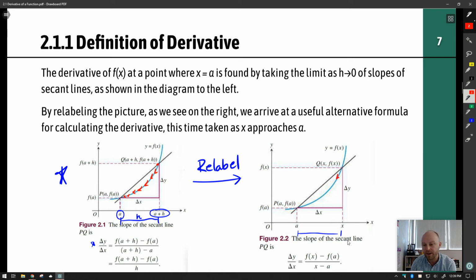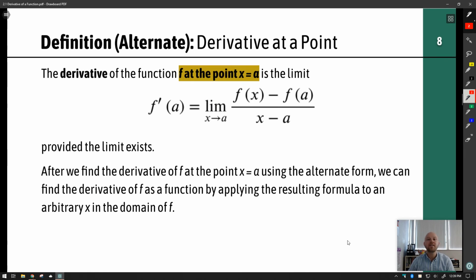In the second diagram, as we move the second point closer and closer and closer to the first, what we want to do is move the point x toward a. So with that in mind, here is an alternate definition of the derivative at a point. The derivative of the function f at the point x equals a is this limit. F prime of a, there's the point, is the limit as x approaches a, that's what we saw in the last diagram, of the difference quotient f of x minus f of a over x minus a, provided again that that limit exists.